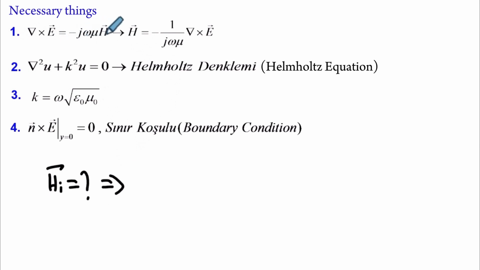Its equivalent was j omega epsilon E. If you isolate E from there, it becomes 1 over j omega epsilon del cross H. But I need to reach H right now. Therefore, I wrote the del cross H formula. Now I'm writing the formula that goes to H.